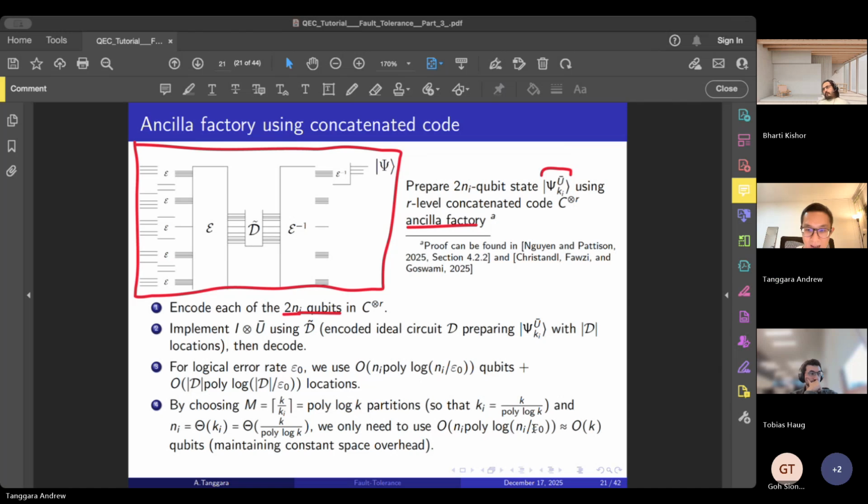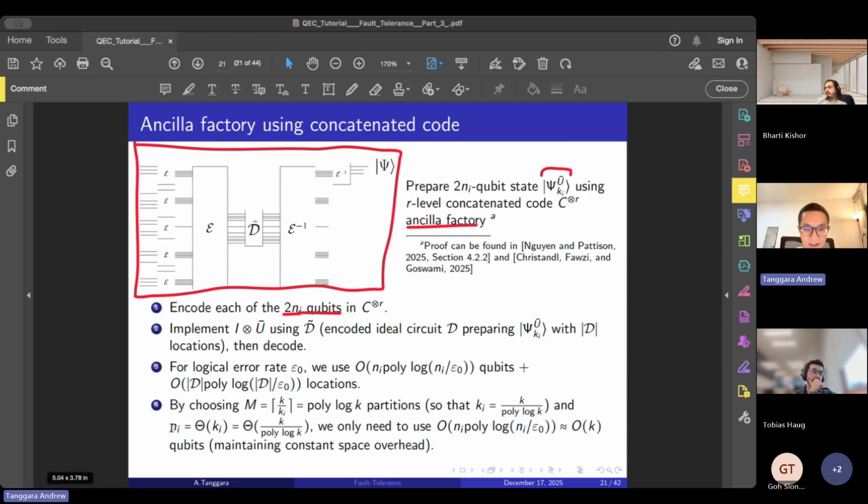So that's basically it. If I choose this m to be polylog of k, the number of blocks of the LDPC codes that I use, then we need ki to be k over polylog k, and ni to grow as k. Then we only need to do this, right?